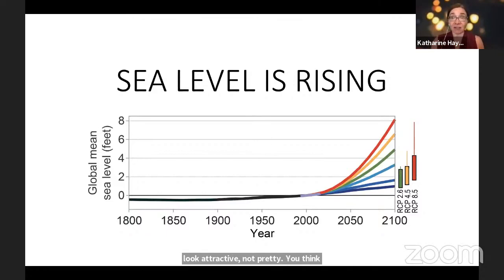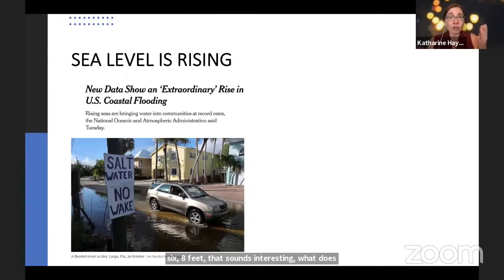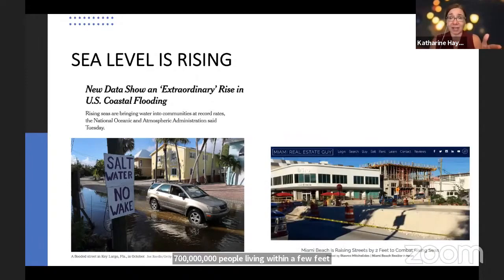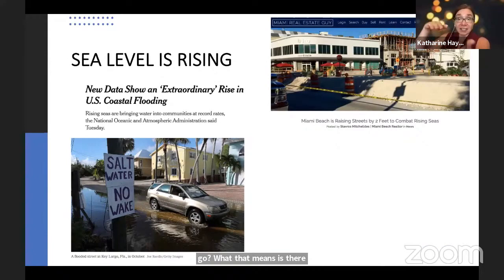Where are they going to go? What that means is there is literally ocean water on streets that people are driving through now during high tide plus sea level rise. Cities are elevating the level of their streets by 2 feet. 2 feet, look at that. They're building up the streets to prevent sea level flooding.